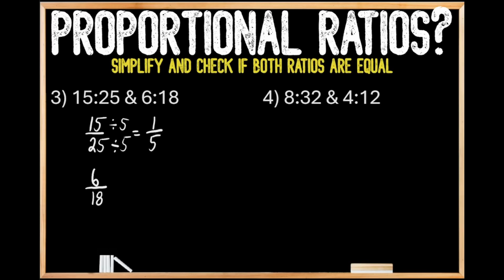Now for the second ratio, we have the ratio of 6:18, and both terms here share the greatest common factor of 6, so we're going to divide both terms of this ratio by 6 in order to simplify this ratio. When we divide 18 by 6, we get 3, and when we divide 6 by 6, we get 1 for the simplified ratio of 1 to 3. And since these ratios are not equal, these ratios do not form a proportion, which we can write as 15 to 25 is not equal to, it does not form a proportion with 6 to 18.